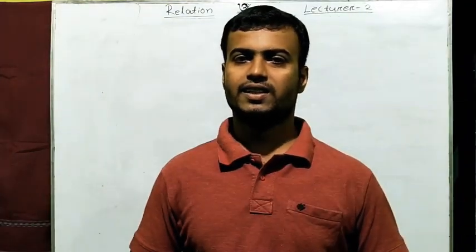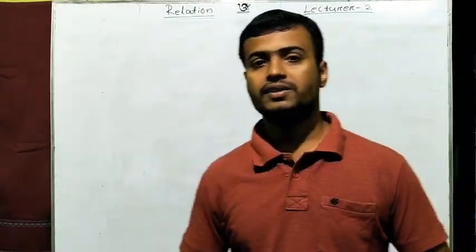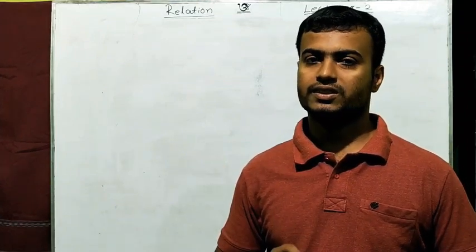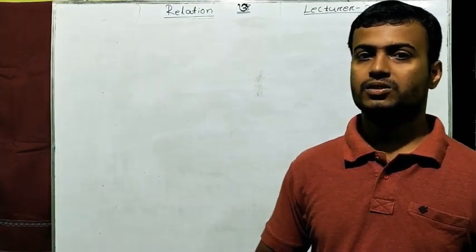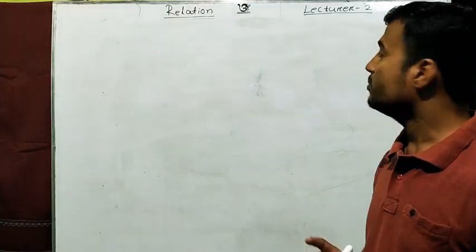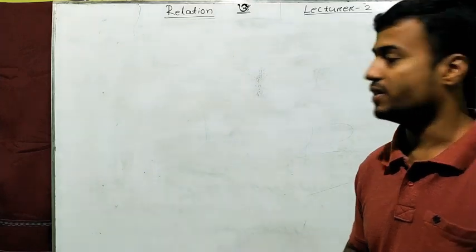This is my second class, lecture 2, and my chapter is Relation, which is the first chapter of the first to second year science. So in this chapter, I start from the Cartesian product of sets.